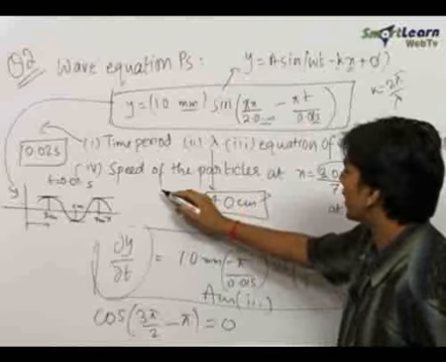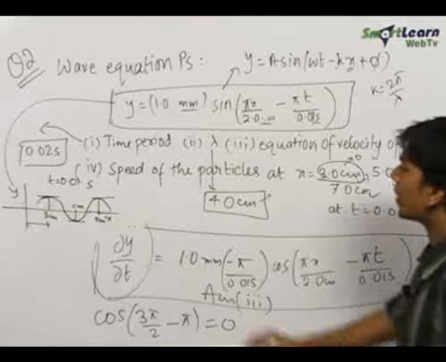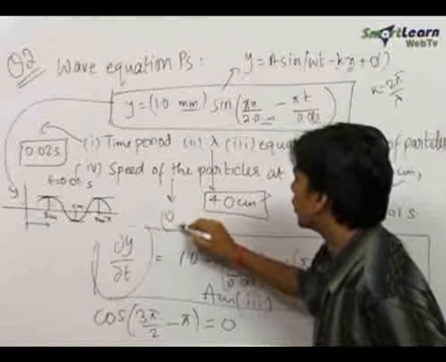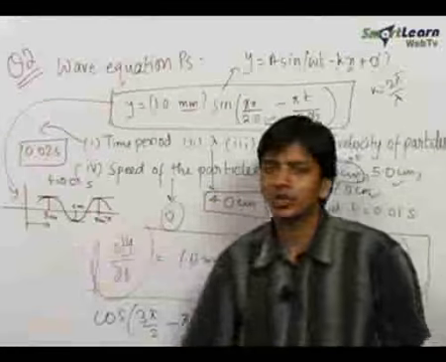So the answer for the fourth part is the speed of the particles at x is equal to 3, 5 and 7 centimeters at t is equal to 0.01 seconds is 0. So it is always very useful to draw the graph of the equation and solve it easily.